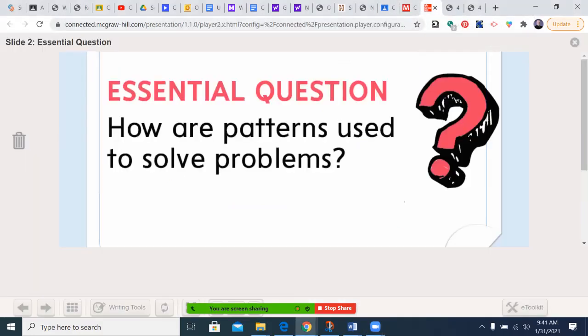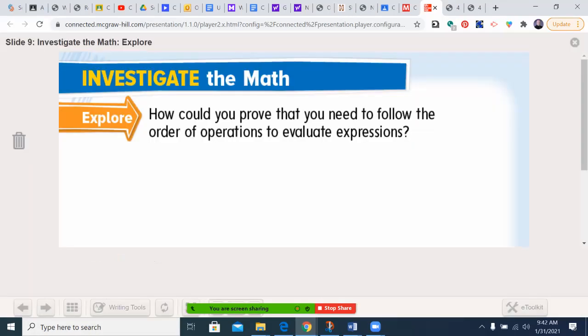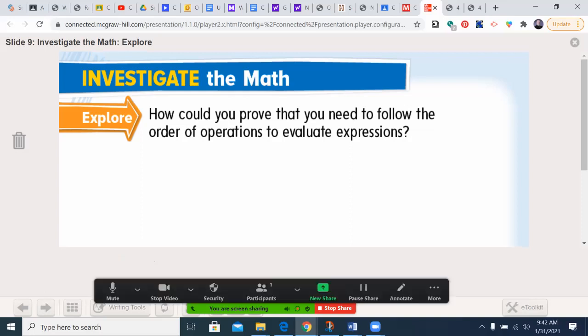All right, you should have out page 487. That's the lesson 2, and it came in the most recent delivery. There is a vocab word that you're going to find on it. Order of operations is a set of rules to follow when more than one operation is used in an expression. See a lot of these on social media. Well, let's begin with my part. This part is not in your text. How could you prove that you need to follow the order of operations to evaluate the expressions?